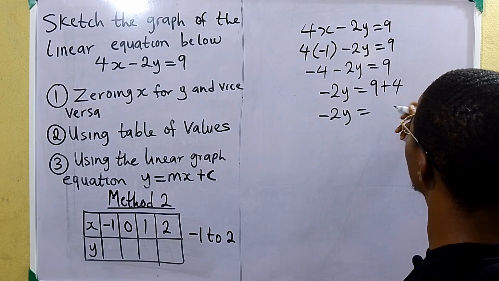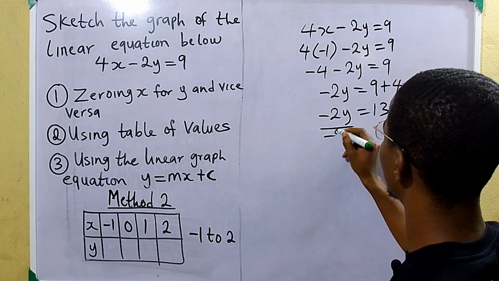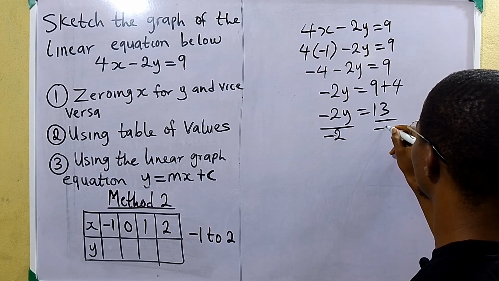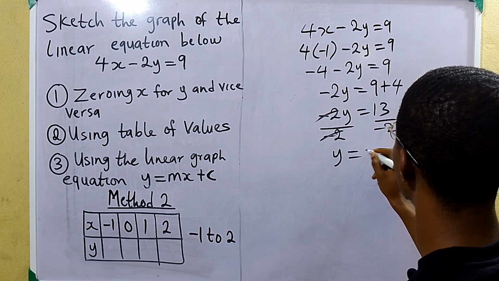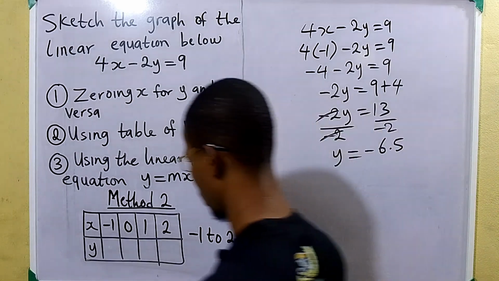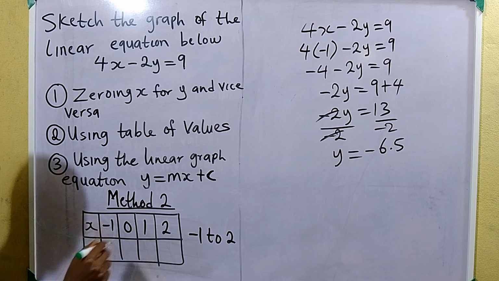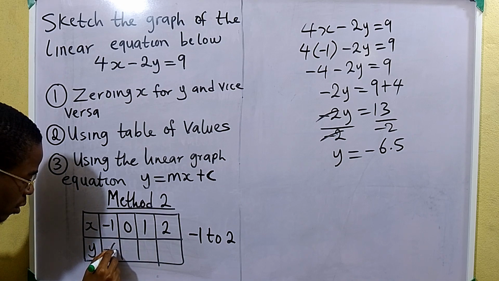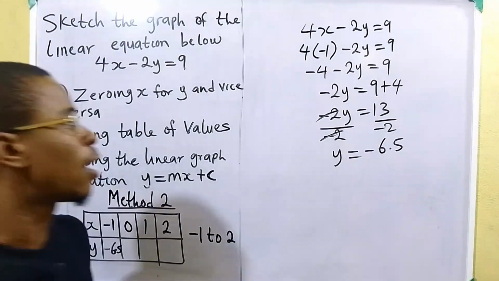-2y equal to 9 plus 4 is what? 13. So we are dividing both sides by -2 here. This cancels this. So our y equal to -6.5. So when x is -1, y is -6.5.